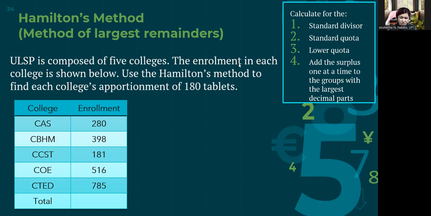Okay, if you remember, standard divisor is being computed by the total number of population divided by the total number of items. Pero, paano natin malalaman ang total population? Okay, we simply just have to add all of these. Okay? So, 280 plus 398 plus 181 plus 516 plus 785. Please use your calculator.